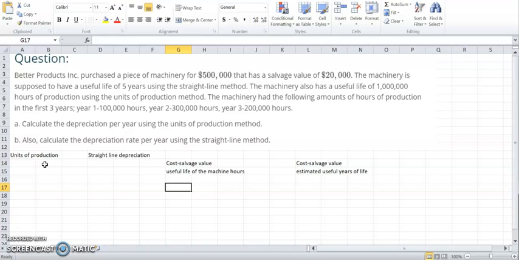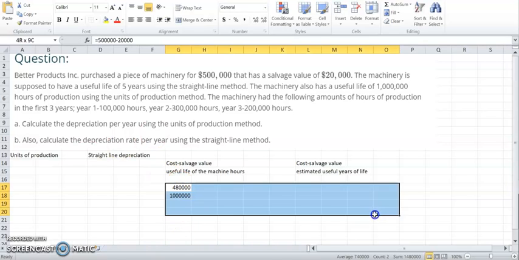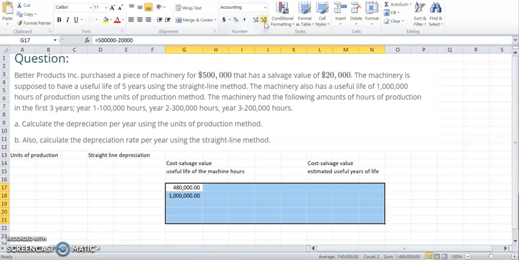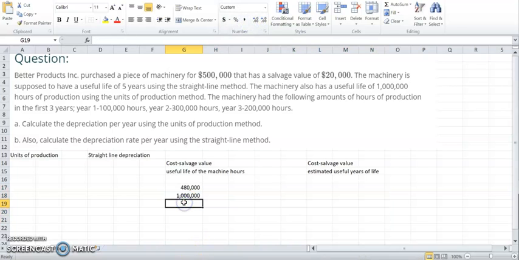So the cost is going to be 500,000 minus 20,000, and then that is going to be divided by 1,000,000. So let's put some commas on here. Then we just take the 480,000 divided by the 1,000,000. We're going to have to make this bigger. All right. So we got 0.48.